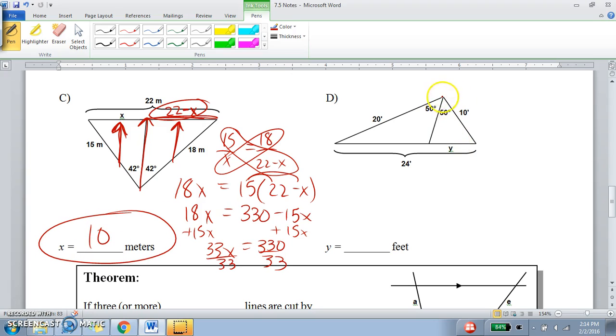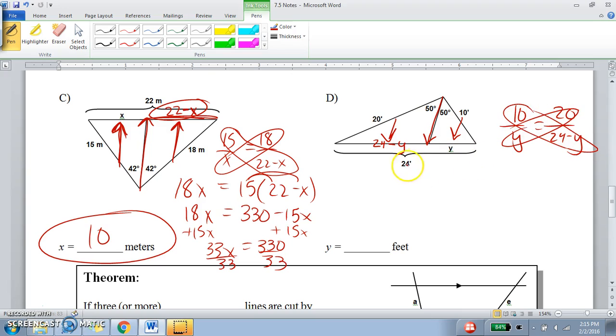Over here, similar situation. This is my angle bisector, cutting this into two 50-degree pieces. 20 compares to, we don't know, and 10 compares to Y. So same thing. The whole thing is 24, so we'll call this piece 24 minus whatever Y is. 24 minus Y. So 10 compares to Y, 20 compares to 24 minus Y.